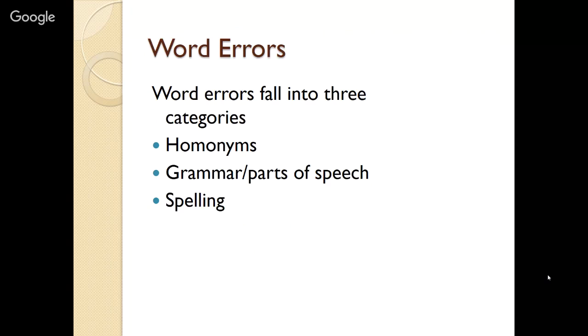So word errors tend to fall into three categories: those which are homonyms, grammar and parts of speech, and spelling. So homonyms, if you think back to your elementary school education, are words that people confuse based on the way that they sound or sometimes the way that they're spelled. And then sometimes people confuse words based on parts of speech most frequently, or they make some grammatical error, in which case they use the wrong word. And then finally, the third category is simple spelling errors.